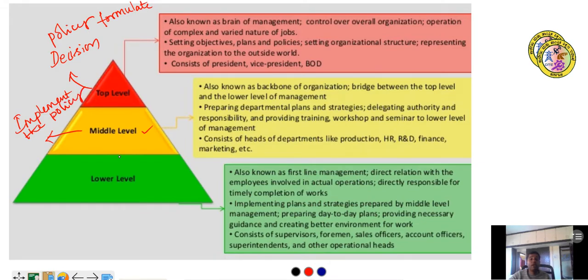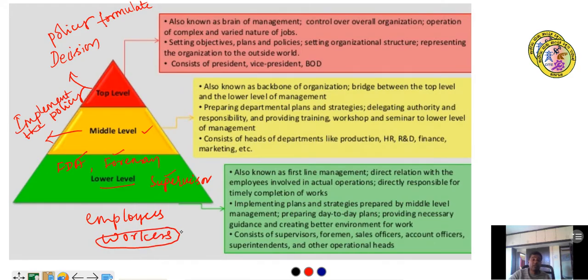So lower level people come under first line management, maybe FDA in government organization. If you go for the industry, it is foreman, supervisors. All these come under lower level management. These FDA, foreman, supervisors are directly in contact with the employees or workers. You can call them workers. They are directly in contact with the workers.